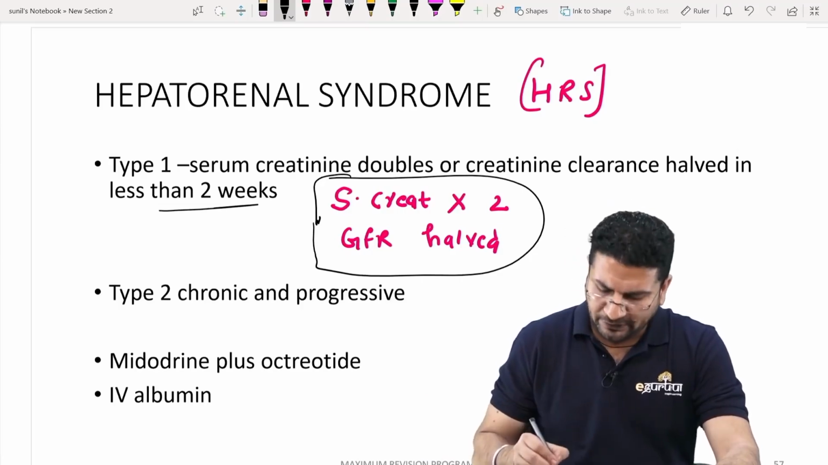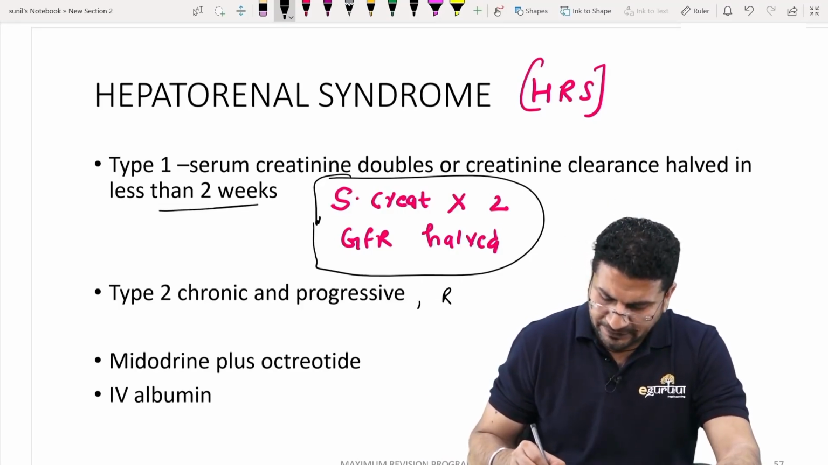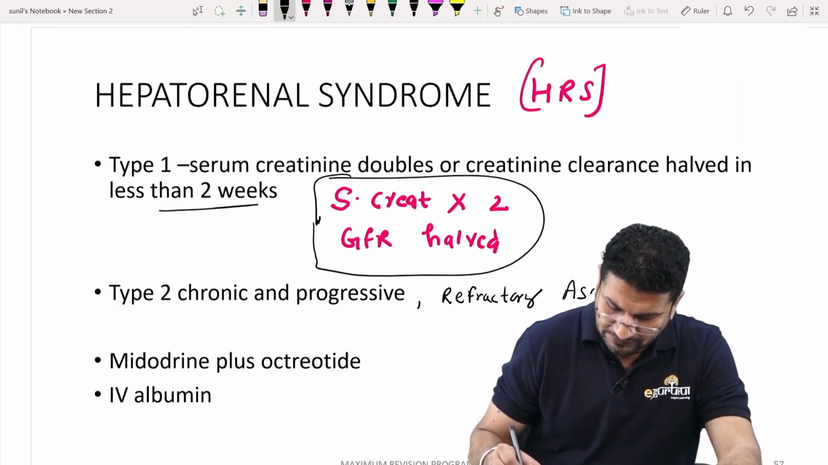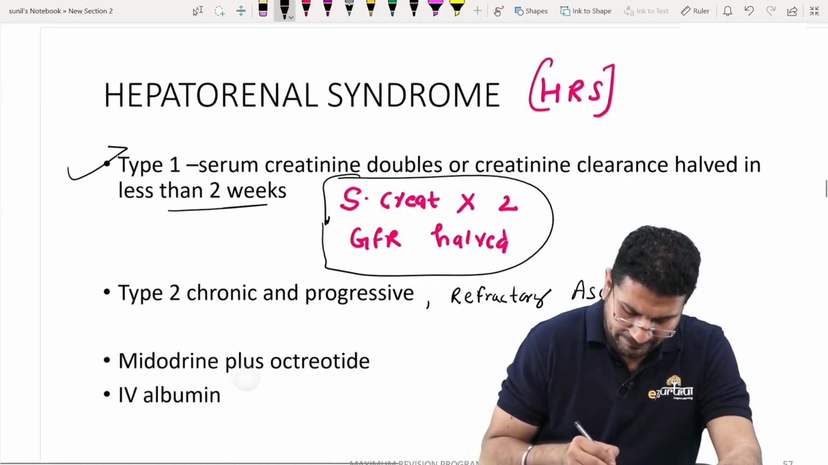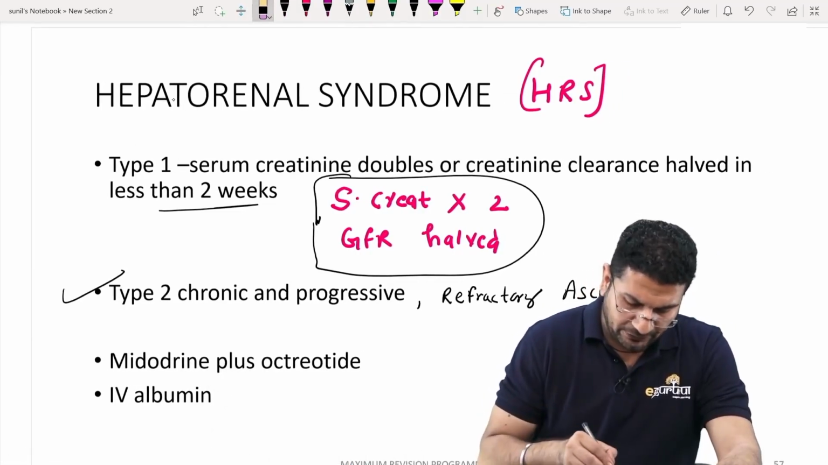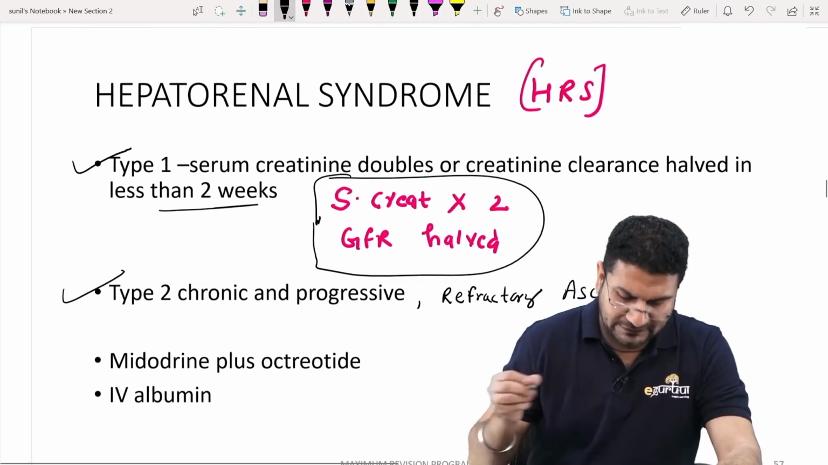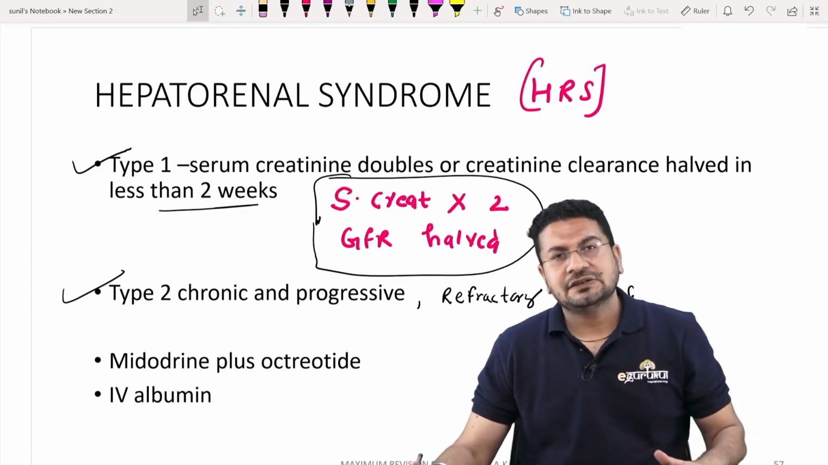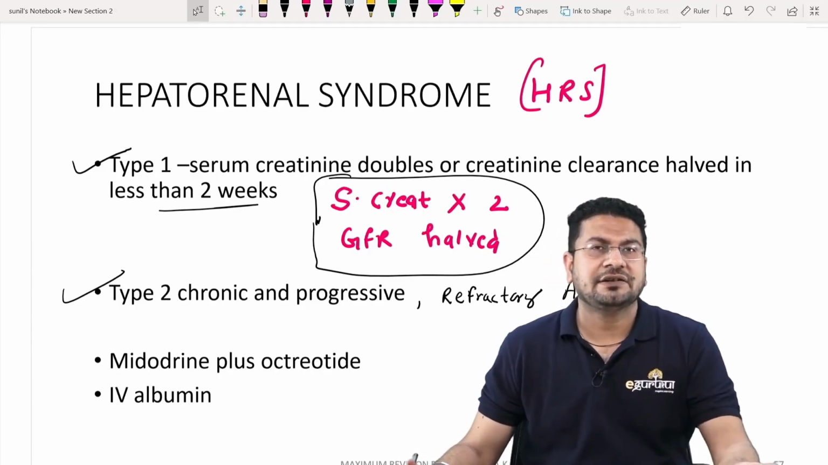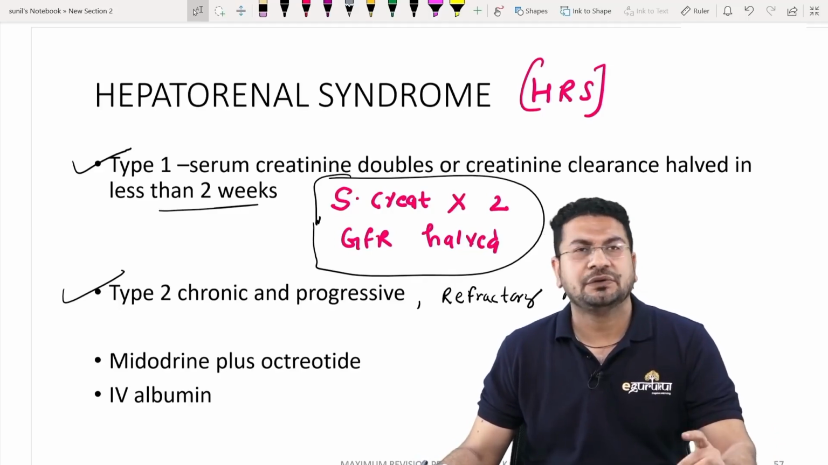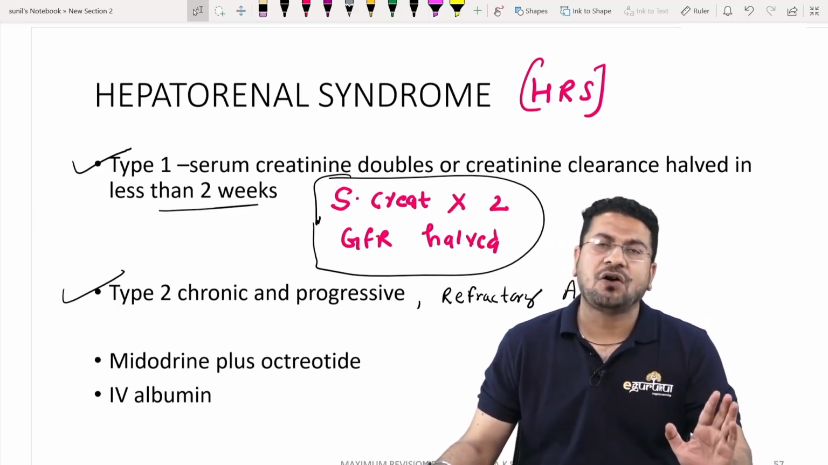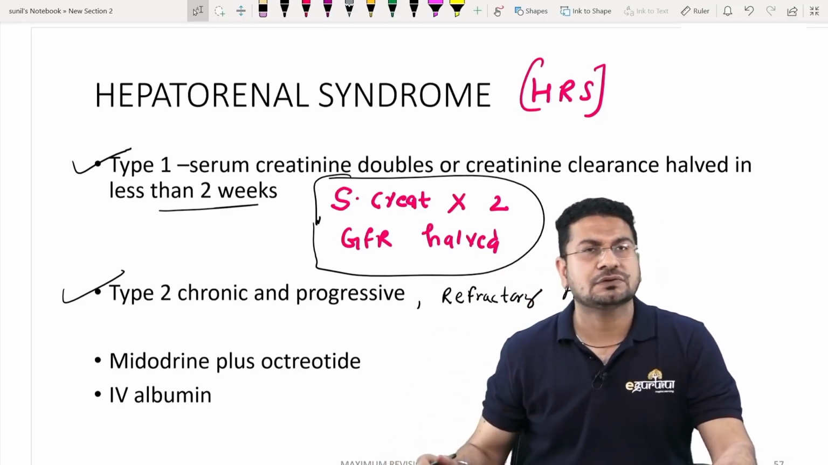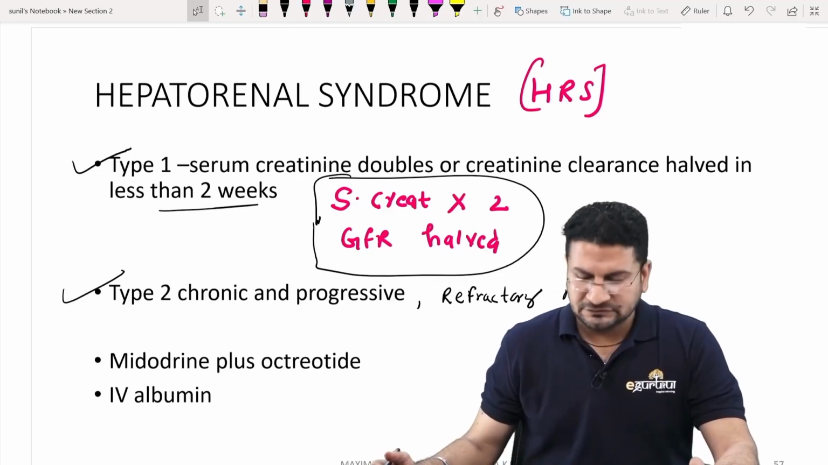If it is chronic progressive over many weeks and the patient will have refractory ascites, we call this HRS or hepatorenal type 2. Okay, so understand this. What is the meaning of refractory ascites? Refractory ascites means ascites which is not getting treated by using optimal dose of diuretics. It means you have tried the optimal dose of furosemide, that is Lasix, and you have tried the optimal dose of spironolactone.